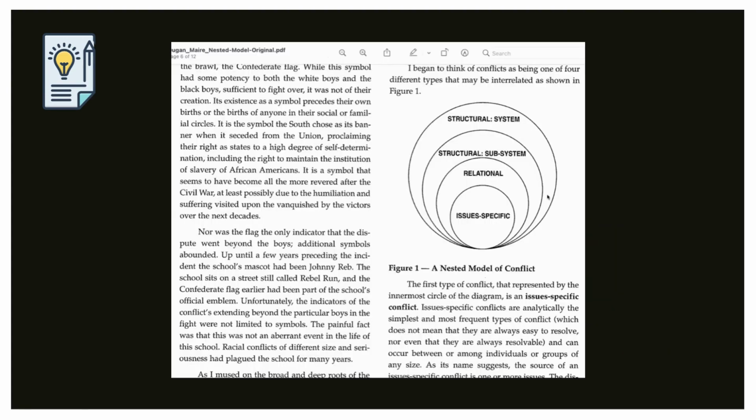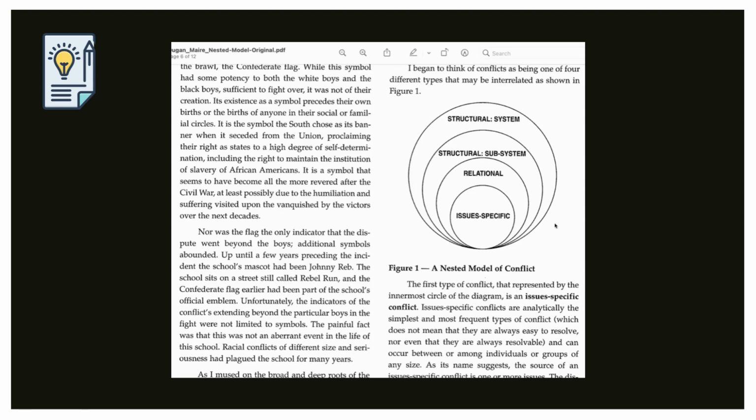Conflict is never really in isolation by itself. I just want to share with you a nested model of conflict, written by a scholar by the name of Mary Dugan in her article. She looked at a conflict as something that happens within a particular system. So it's never something which is isolated. It is always connected to other things.